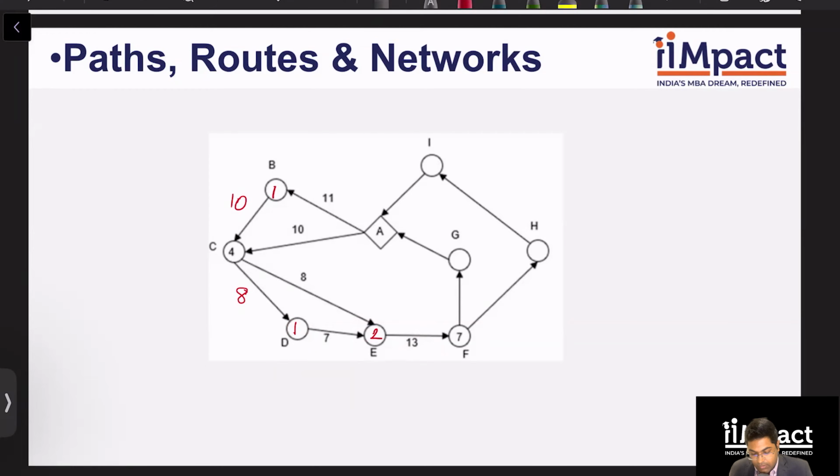From E to F 13 were carried, right? And 7 were delivered at F. So if this is Y, this becomes 6 minus Y, and rest of it I don't know. Okay, that's all this is. That's all the information we can deduce. Let's look at the questions.